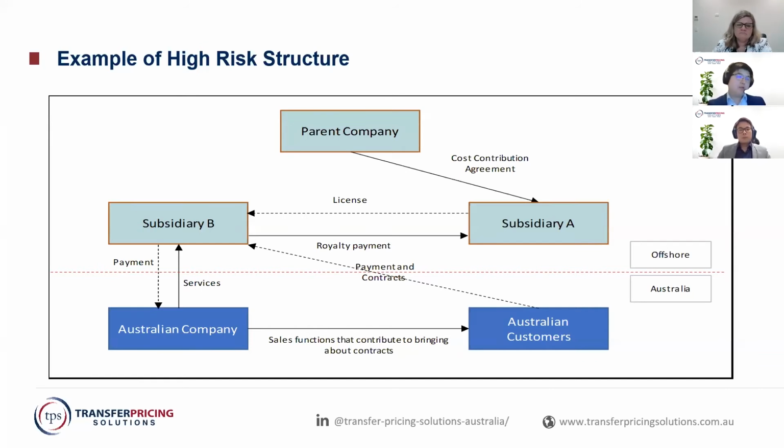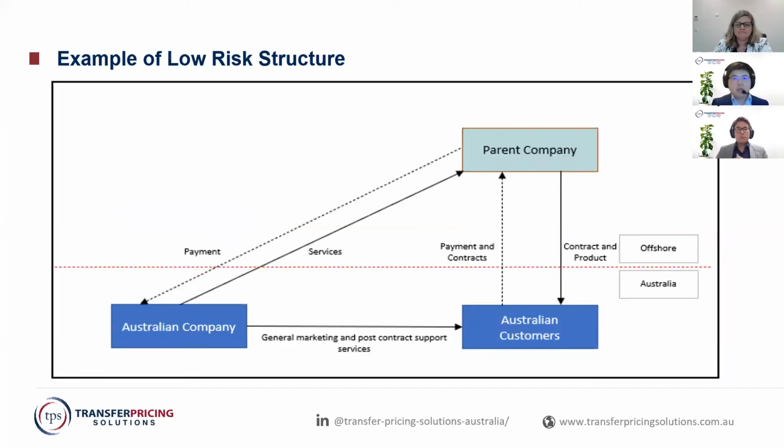Now, on the flip side, if you look at a low risk structure as a comparison, this structure is less complex than the previous structure. There's no complex royalty arrangement offshore connected to the supplies to Australia. However, you still have the offshore entities supplying directly to Australian customers. The income derived is still retained offshore. However, the big difference here is the Australian company is not involved in high value adding activities. They are only providing general marketing and customer support services.